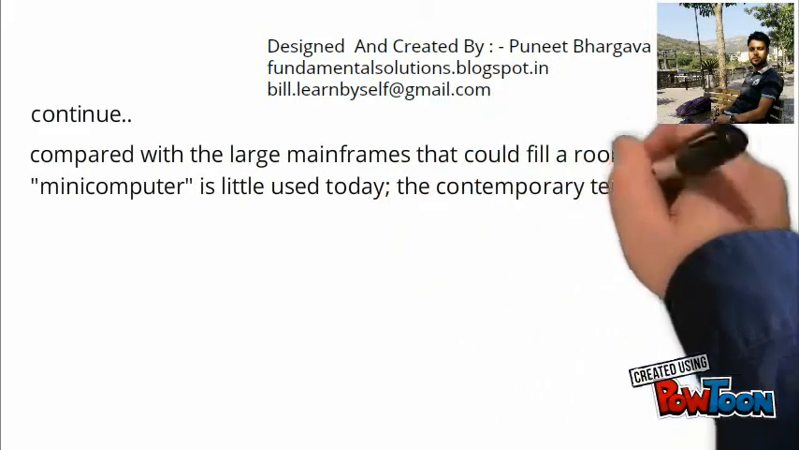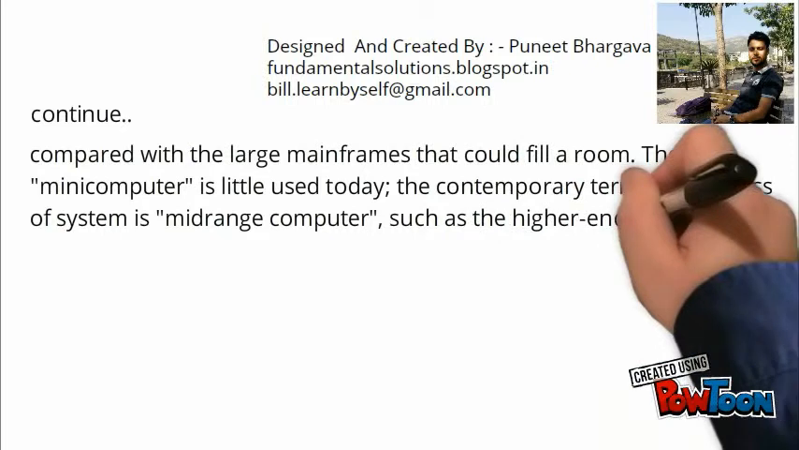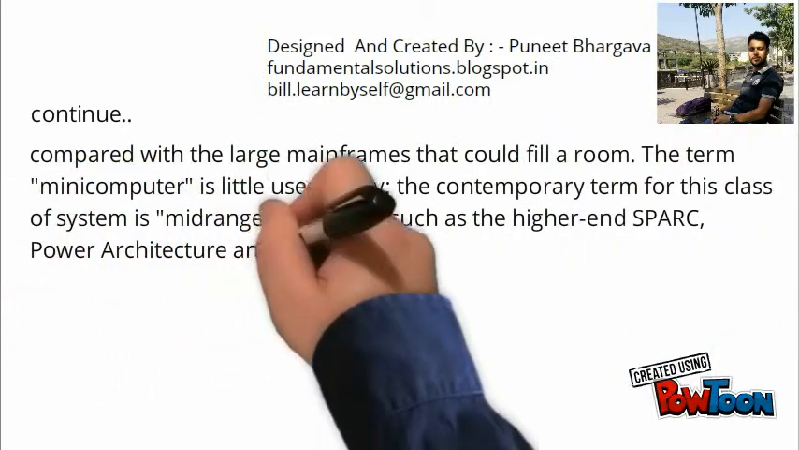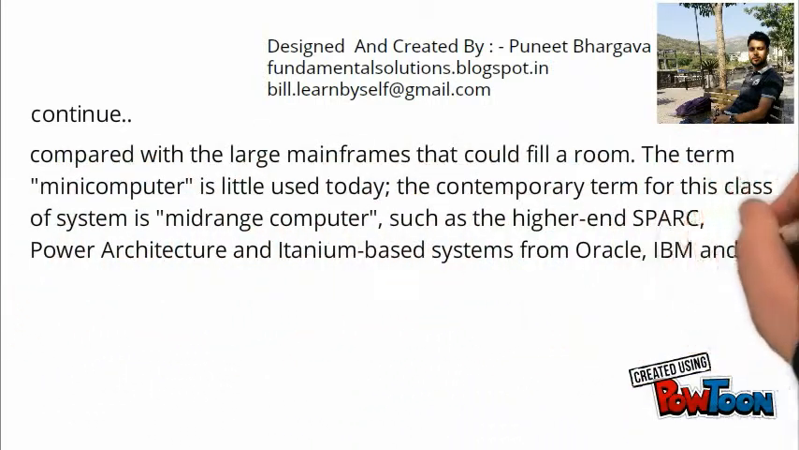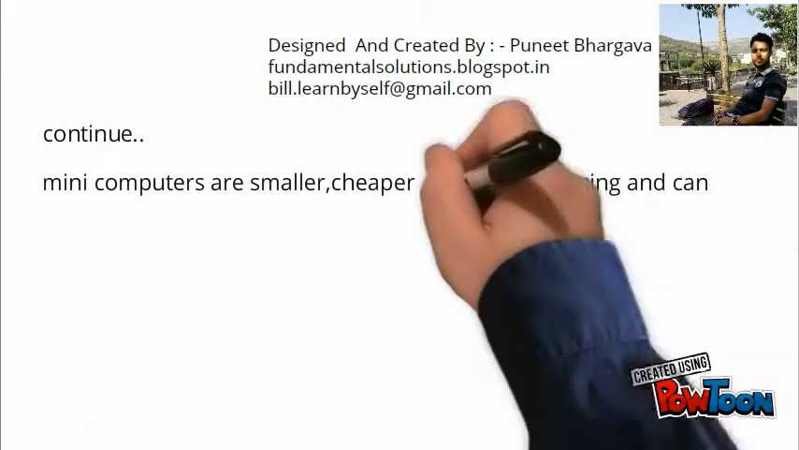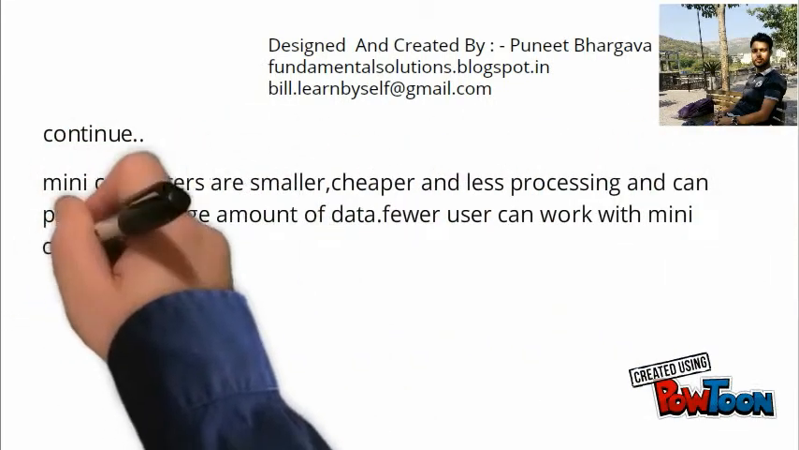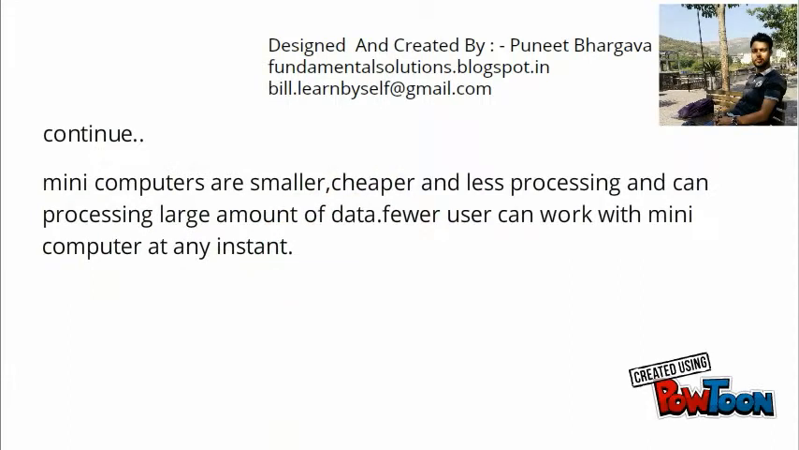The contemporary term for this class of system is mid-range computer, such as the higher-end SPARC, Power architecture and Itanium-based systems from Oracle, IBM and Hewlett-Packard. Mini-computers are smaller and cheaper, with less processing power, and can process large amounts of data. Fewer users can work with a mini-computer at any instant.